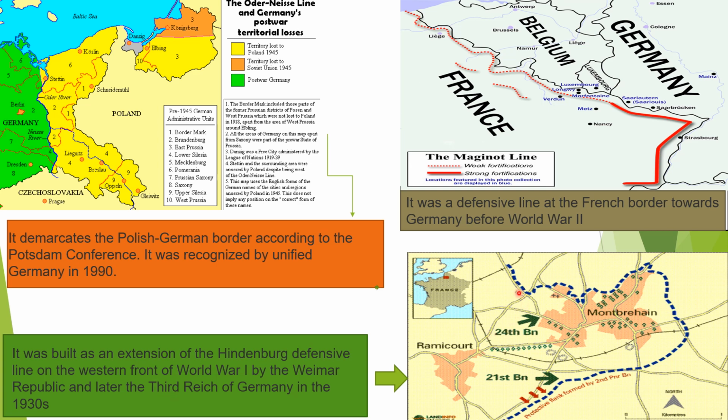And then look at this picture. It shows a boundary line called the Hindenburg Line. What is the Hindenburg Line? It was built as an extension of the Hindenburg defensive line on the western front of World War I by the Weimar Republic and later the Third Reich of Germany in 1930.